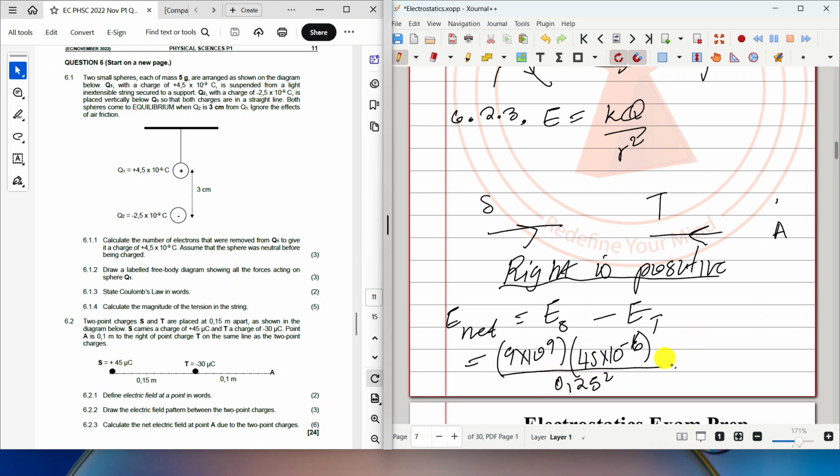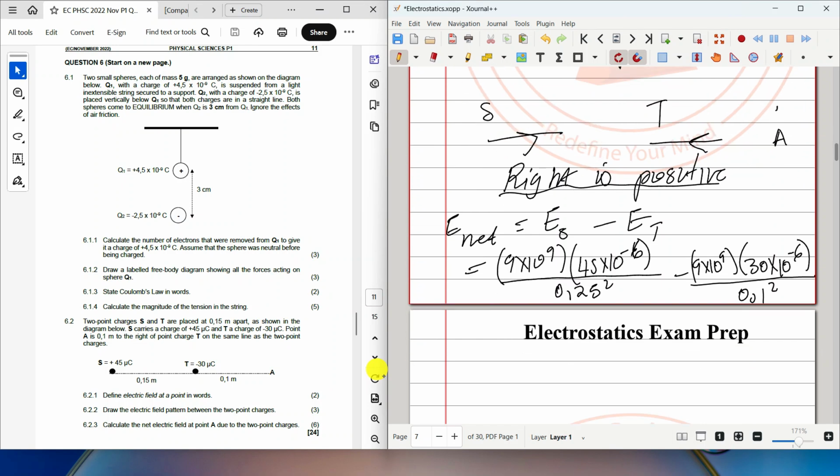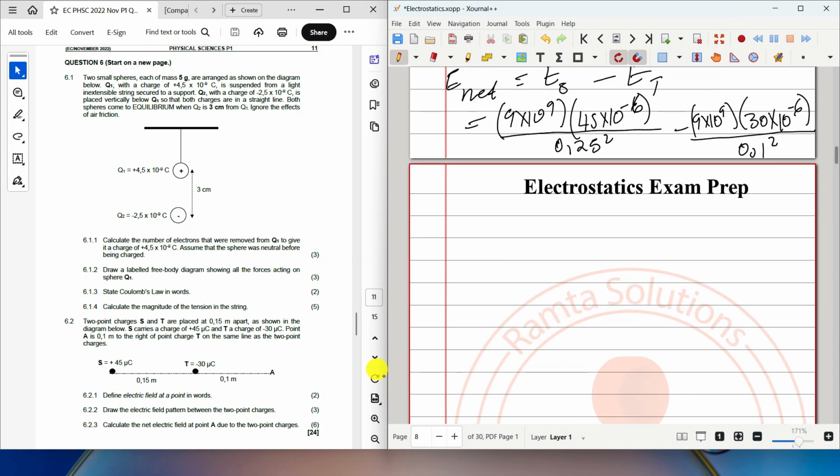So 0.25 squared, minus 9 times 10 to the 9. And what is the charge? The charge is 30 microcoulombs. Micro means 10 to the negative 6. Now, what is the distance between charge T and point A? It is 0.1 meters. So it is 0.1 squared. Now let's get our answers.